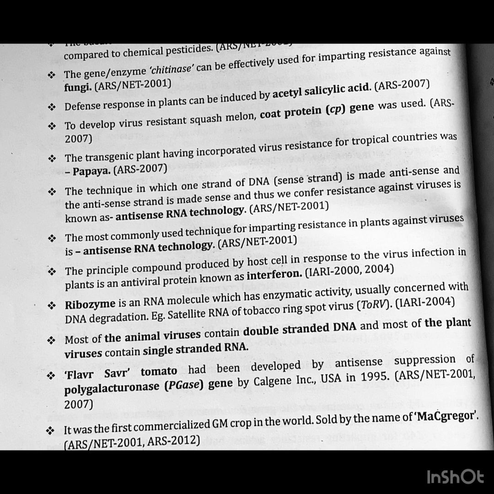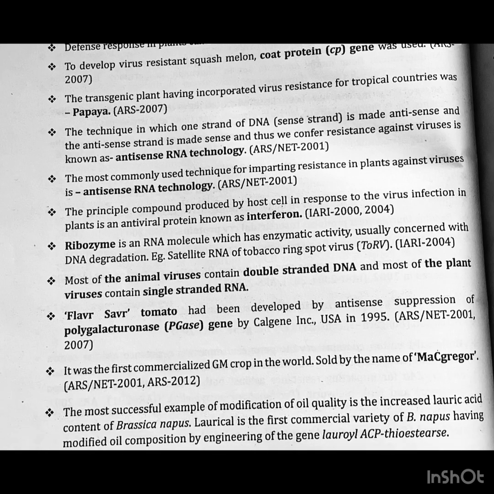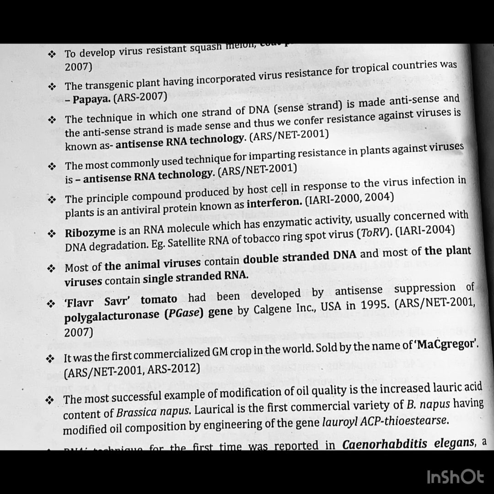Flavr Savr tomato had been developed by antisense suppression of the polygalacturonase gene by Calgene, USA in 1995. ARS NET 2001 and 2007: It was the first commercialized genetically modified crop in the world, sold by the name of Flavr Savr. ARS NET 2001, ARS 2012 question.